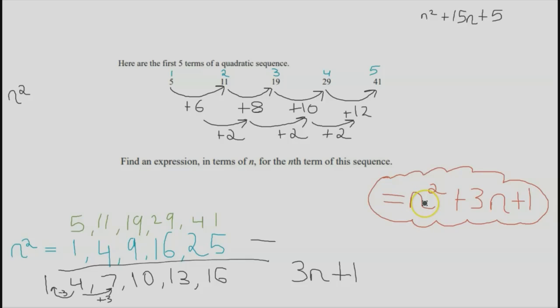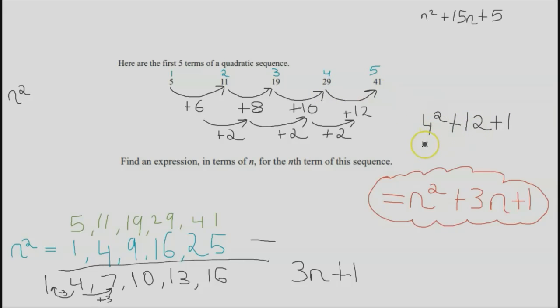We can check if it's right by subbing some values into it. So if I want to find the fourth term, which we know is 29, I can sub 4 into the n. So 4 squared plus 3 times 4, so 3 times 4 is 12, and then plus 1. And what that should equal is 29, if I've done this right.